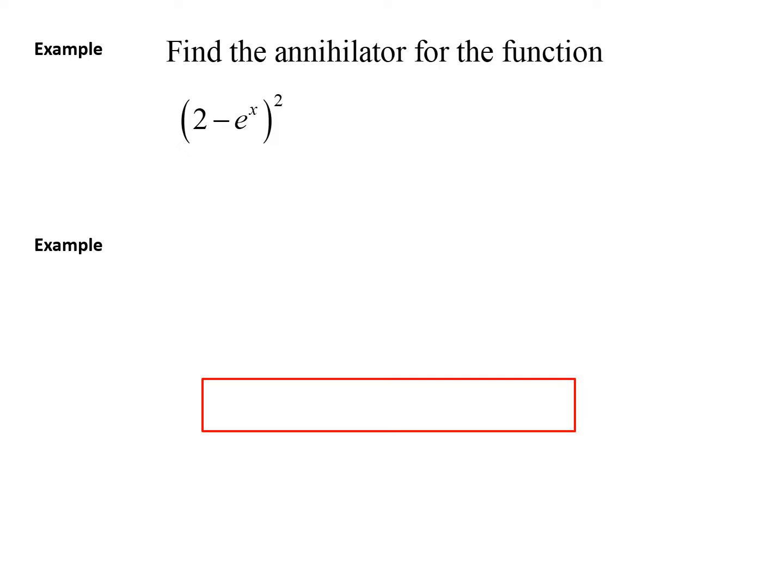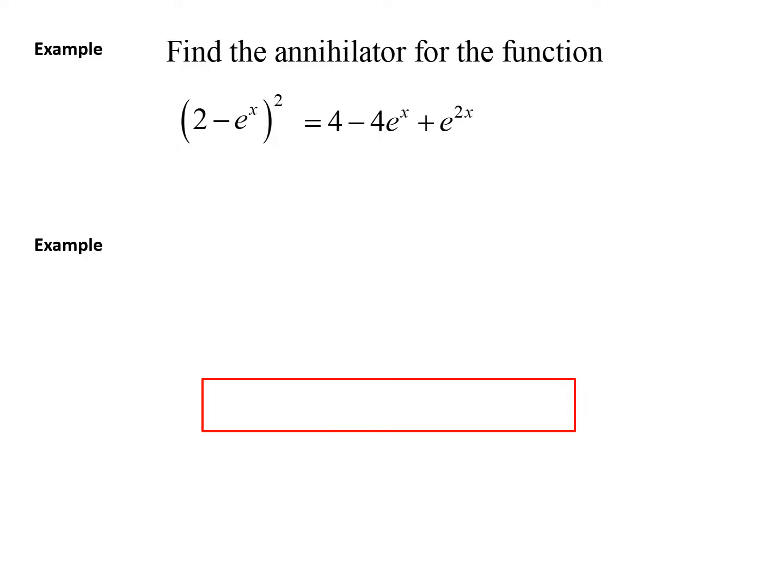Here's a second example. We want to find the annihilator for the function 2 minus e to the x quantity squared. Now, before we can do the annihilator for this function, we need to expand it. So if we FOIL this out, 2 minus e to the x squared is going to be 4 minus 4e to the x plus e to the 2x.